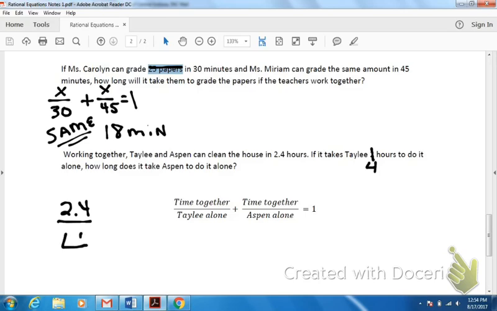So 2.4 out of 4 plus Aspen's also working 2.4. That's the time they're working together. But we don't know how long it would take Aspen by herself. That's what we're trying to find out. That's where our X is. And it still equals the one job. So this time you only have one variable to worry about.